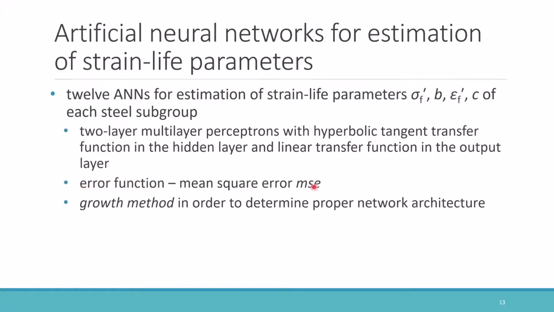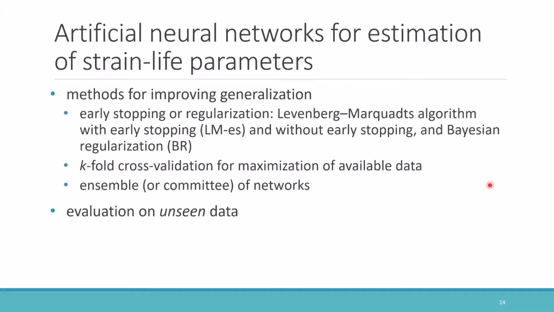The error function was mean square error, and the growth method was used in order to determine the proper network architecture. So networks were trained from one neuron in the hidden layer to an upper limit. The upper limit was determined depending on the number of inputs and outputs, taking into account that training examples are enough for solving all training equations. We implemented methods for improving generalization, so early stopping or regularization depending on the algorithm used.